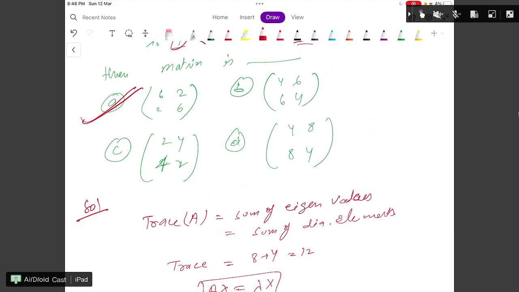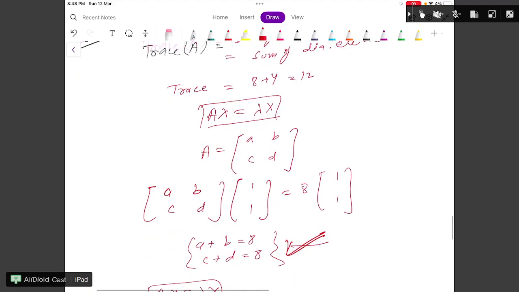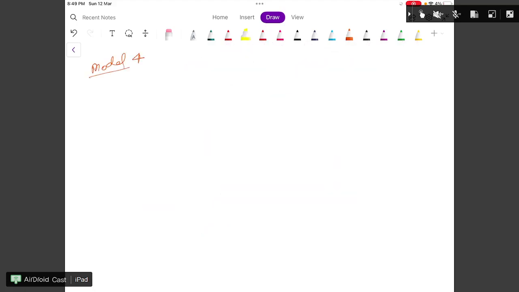This is the problem model 3. Now the last problem model we will see, problem model 4.